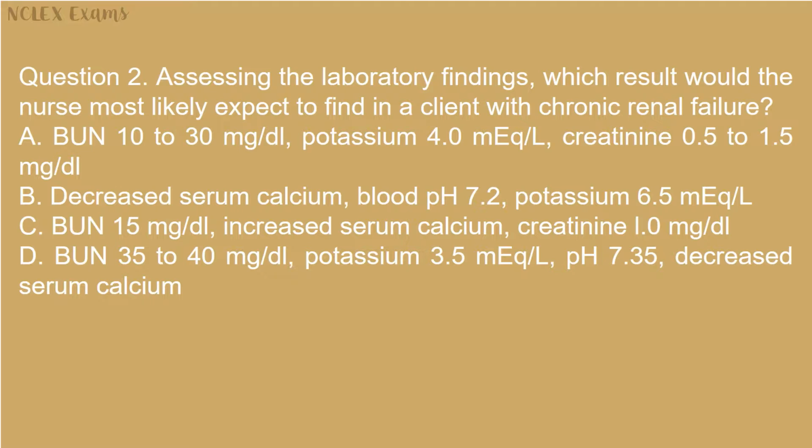D. BUN 35 to 40 mg/dl, potassium 3.5 mg/L, pH 7.35, decreased serum calcium.